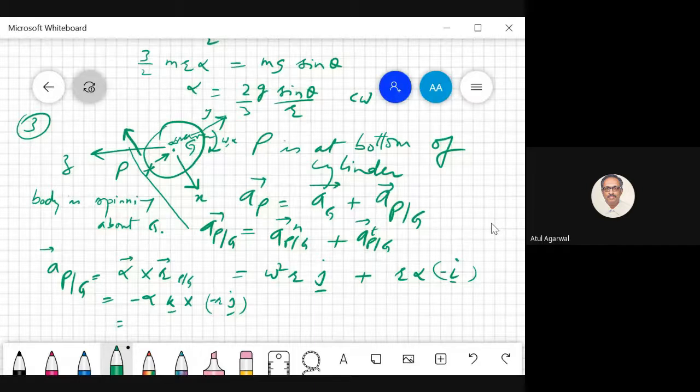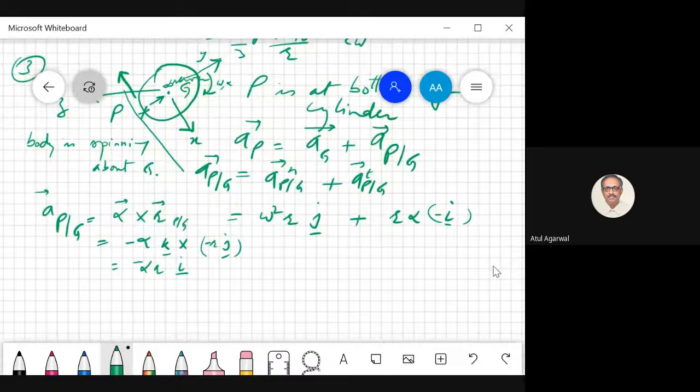So what you are getting is alpha R. What is k cross j? Minus i. So these two minus signs are cancelling out, and you have got minus i. So this is what you were expecting. If you just look at it physically, since the cylinder is turning like this and alpha is positive clockwise, the tangential acceleration of point P with respect to the observer at G will be in this direction. So you get the acceleration of PG, tangential.